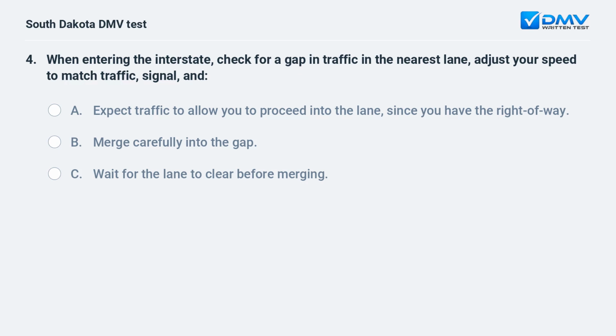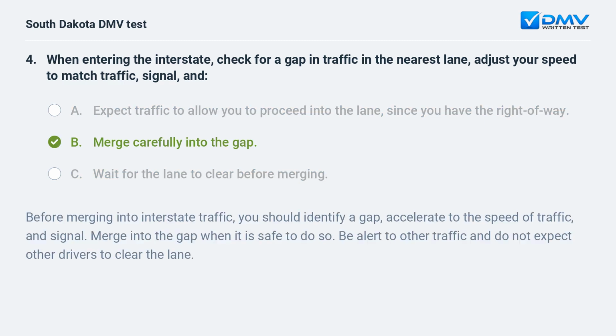When entering the interstate, check for a gap in traffic in the nearest lane, adjust your speed to match traffic, signal and A. Expect traffic to allow you to proceed into the lane, since you have the right of way. B. Merge carefully into the gap. C. Wait for the lane to clear before merging.